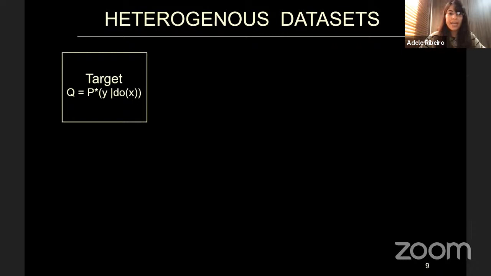So we want to estimate the interventional distribution as if we had conducted an experiment where we randomized the variable X. Note that this is different from the conditional distribution from observational studies. In this one here in orange, we know the probability of a variable Y, given that we observed the value of the variable X. So it's a passive way of learning, usually used for prediction. We observe the variable and then we want to infer the value of Y.